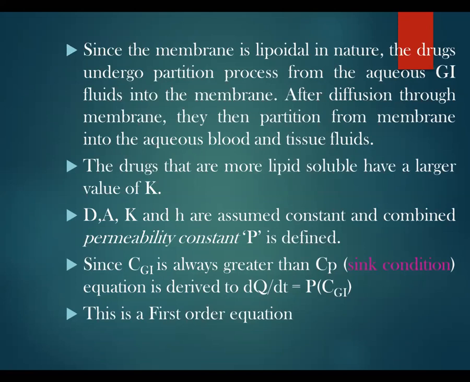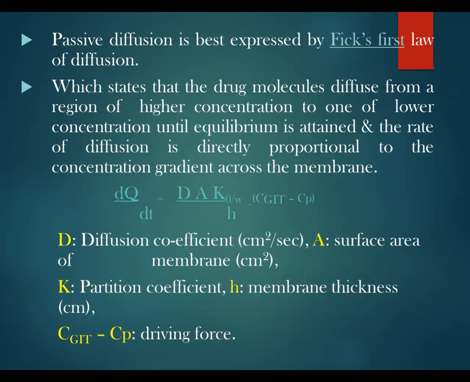So most of the constants are there, which you are converting into a single constant called P, the permeability constant. We are trying to simplify this equation. Which equation? We are trying to simplify this Fick's first law of diffusion equation to understand the kinetic aspect.